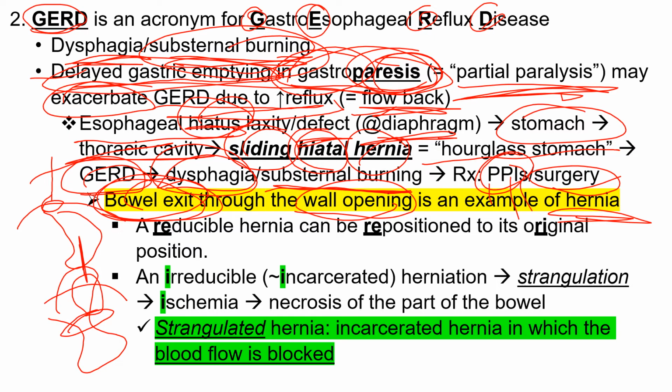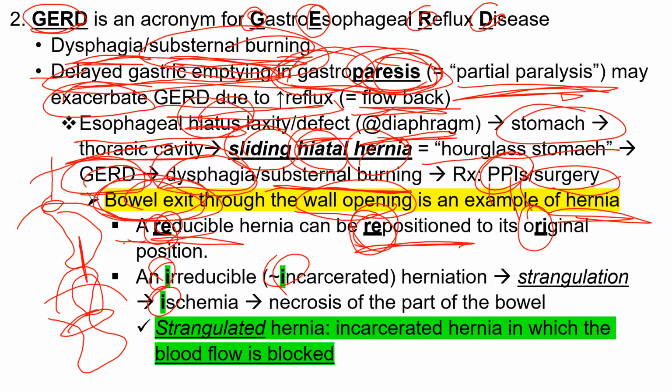Now let's do some terminology. Reducible, RE, repositioned, RE, original, pronounced as RE, versus irreducible, incarcerated, ischemia. Let's go. A reducible hernia, you can make it small, you can reduce it in size, can be repositioned, like we can technically reposition an umbilical hernia.